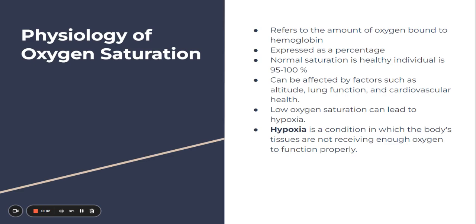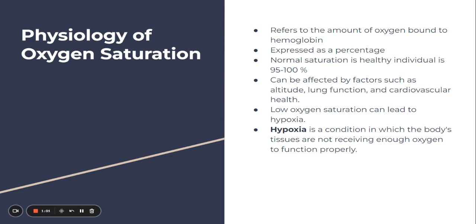Each hemoglobin molecule can bind up to 4 oxygen molecules through its iron atoms, creating a stable complex known as oxyhemoglobin. The oxygen saturation of the blood depends on the balance between the amount of oxygen being taken up by the body's cells and the amount of oxygen being delivered to the cells by the blood.